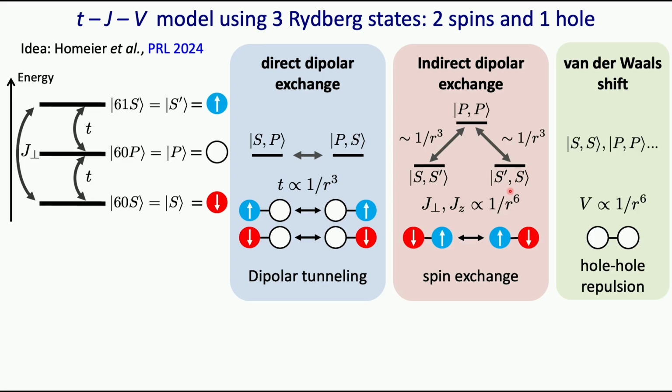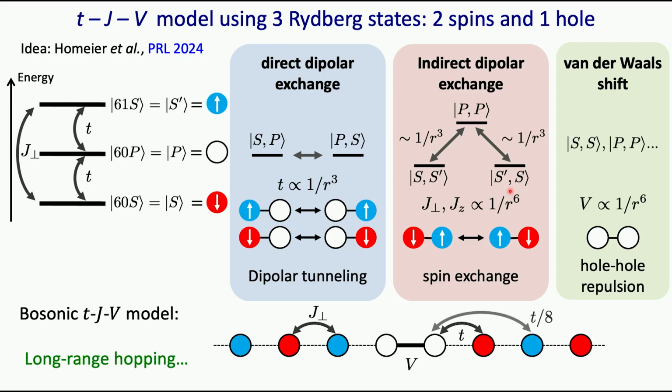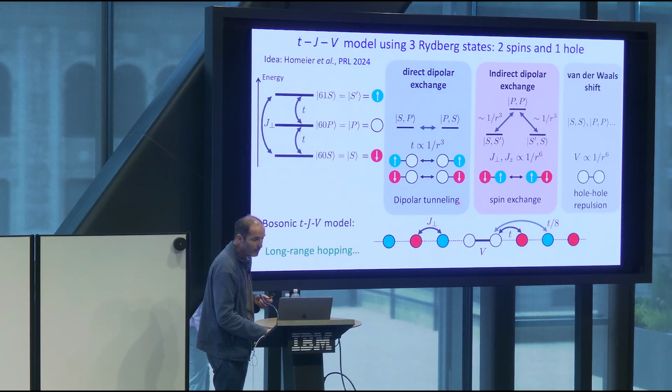And finally, you can have those two holes that have a van der Waals interaction, because two atoms in a p state do have van der Waals interaction, so that acts as a repulsive, in our case, hole-hole interaction. So essentially, this is all the features that we have, and so that allows you to implement a model where you've got the possibility for the hole to move across the system with a dipolar tunneling. This is the T term. You can have interactions between the holes. That is something which is not present in the TJ model, but that you have here. And you can have a flip-flop interaction with a 1/r⁶ for the spins.